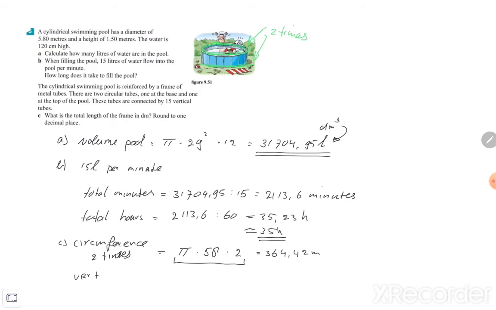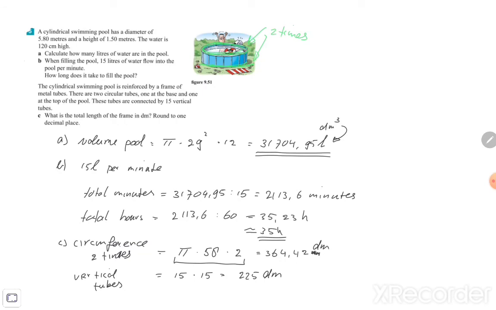All right. Now the vertical tubes. The vertical tubes, we have 15 of them with a height of 1.5 meters or 15 decimeters. All right, so 15 times 15 is 225 decimeters. I just made a mistake because I said meters, but it needs to be decimeters.